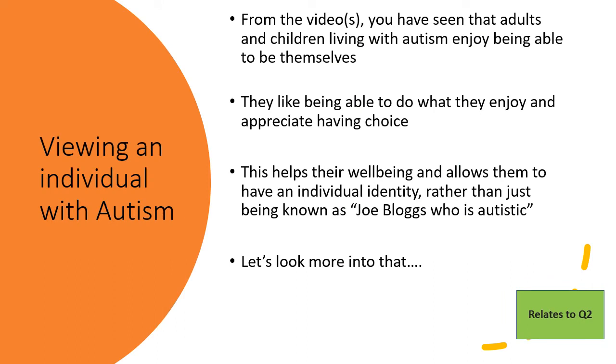So from the videos of the child and the adult who are living with autism, you'll see that they enjoy being themselves. They like to be able to do what they enjoy, and they appreciate having choice. This helps their well-being and allows them to be an individual, have an individual identity, rather than just being known as Joe Bloggs, who is autistic. We're going to look at this some more on the next slide.